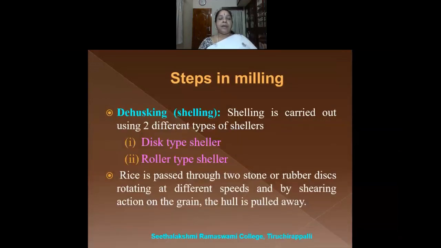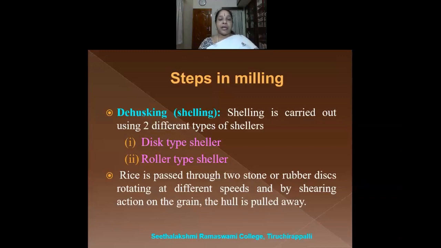The next step in the milling process is the dehusking. Dehusking means removing of the husk. What is the husk? Husk is the outer portion, that yellow color portion of the paddy. Dehusking can also be called as shelling. Shelling is carried out by two methods, or two different types of shellers can be used for removing the husk of the paddy. They are the disc type sheller and the roller type sheller.